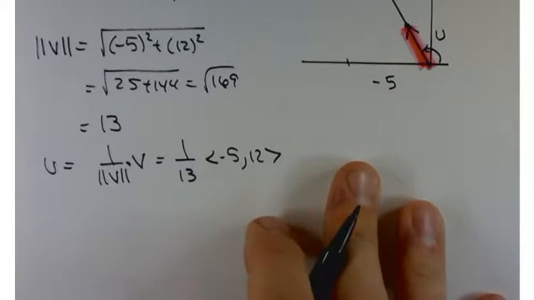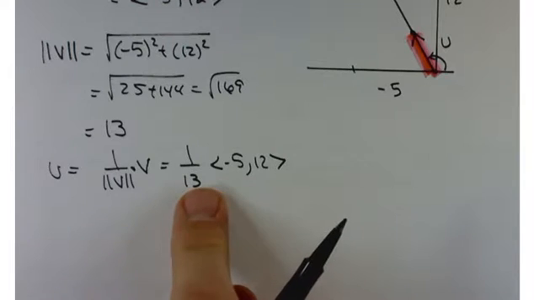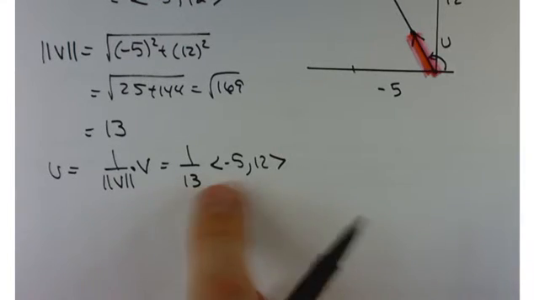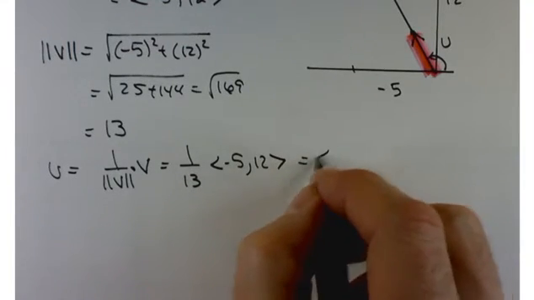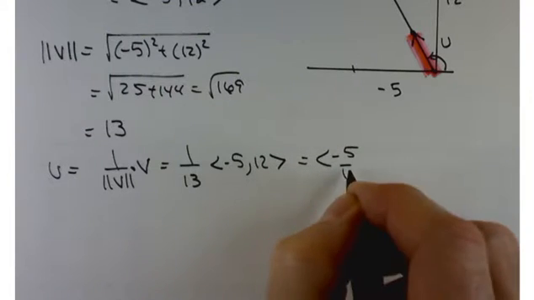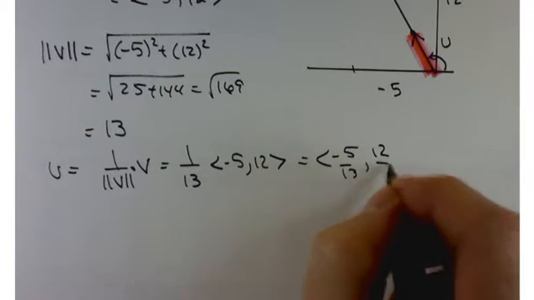Now sometimes people leave this out here. Sometimes you distribute it to both terms. You could write it as negative 5 over 13 and 12 over 13.